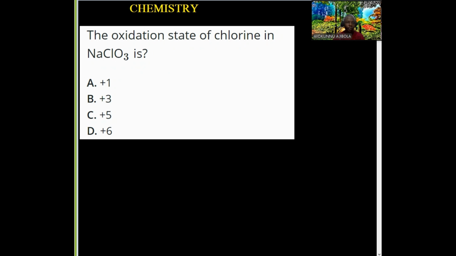Plus 5. That's correct, but how did you get plus 5? You should know by now the oxidation state of chlorine. Yes, it's sodium. Then you do sodium, and this 3 times the minus 2 now. So 3 times minus 2, you get minus 6. So you now do 11 minus 6 and you get 5. 11 minus 6, have you? Yes, sir.